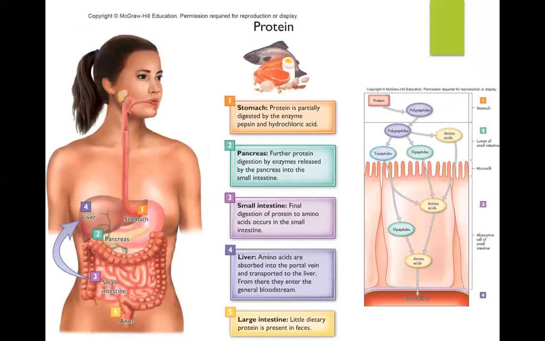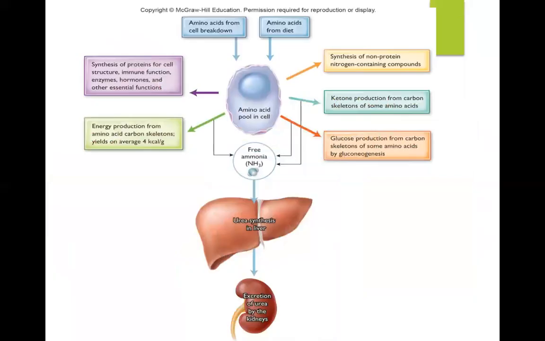So this is just a summary of protein digestion and absorption. And an additional summary of what happens in the liver: amino acids are taken up by absorptive cells in the lining of the small intestine and then transported to the liver.